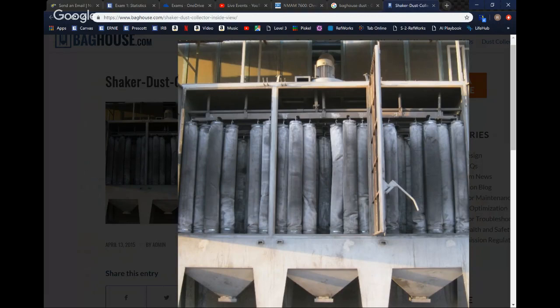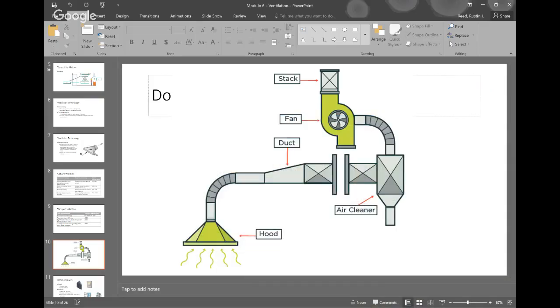Yeah, depending on the factory. But if they generate lots of dust, this is a pretty common, I don't want to say the most common, but pretty common method for cleaning air in industry, at least of particulates.